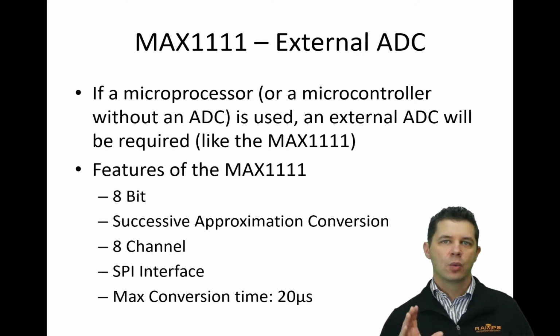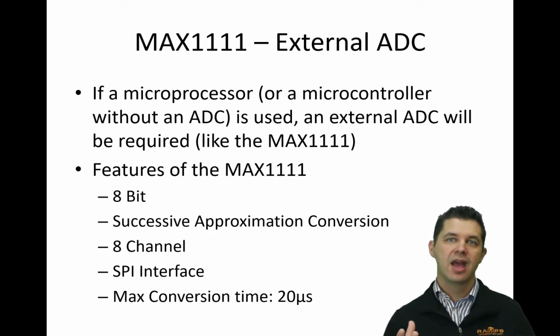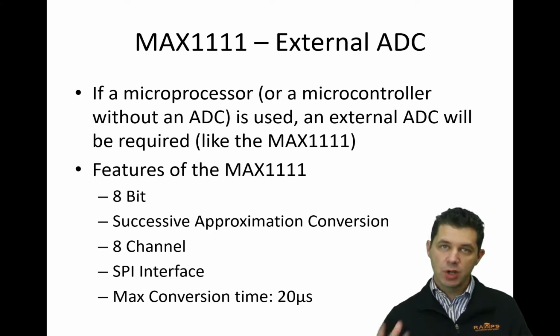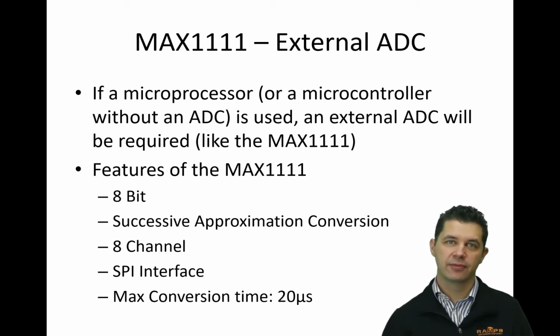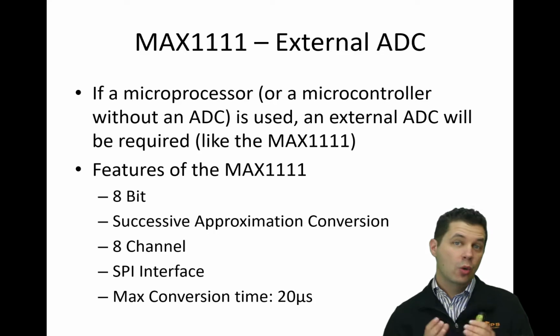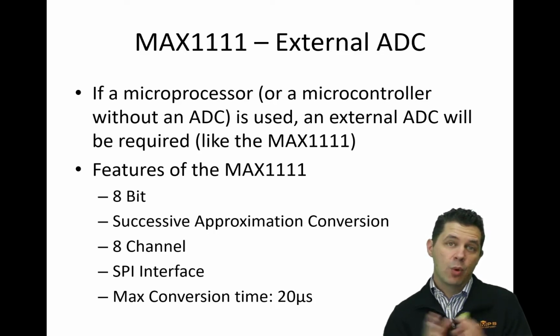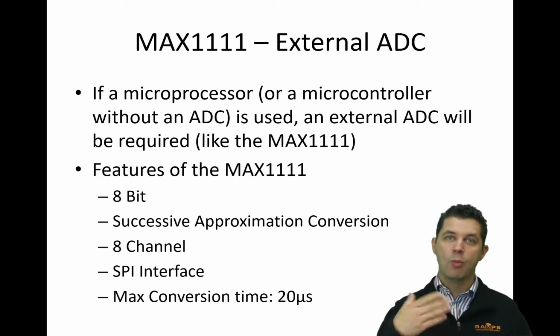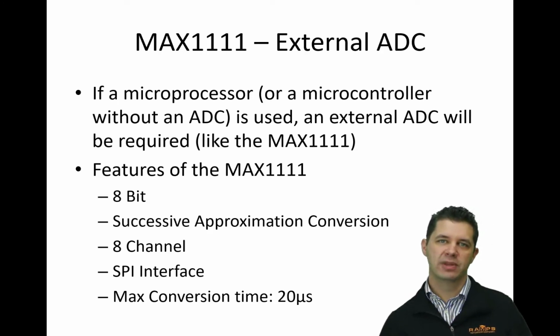So there's several reasons we might do something like this. Sometimes we might have a microprocessor or a microcontroller for that matter that doesn't actually have an ADC. And so in that case we need to use an external ADC like that MAX1111. Sometimes that ADC internally might not be fast enough. It might be a slower ADC, or maybe we need more bits of resolution, or we need more things that we're actually measuring. So we could use one or more than one external ADC to perform this.